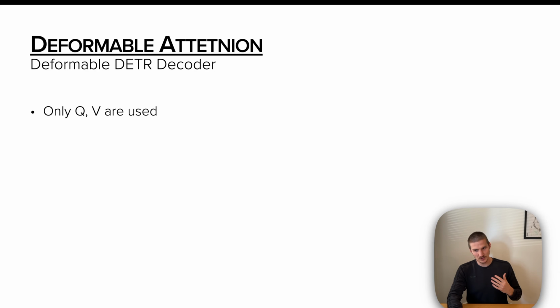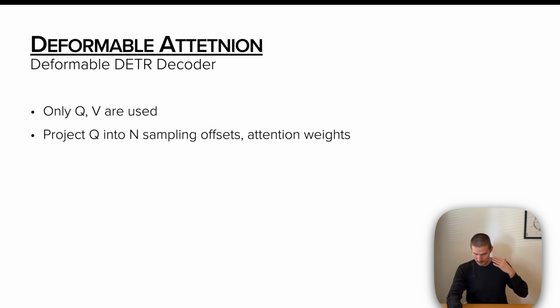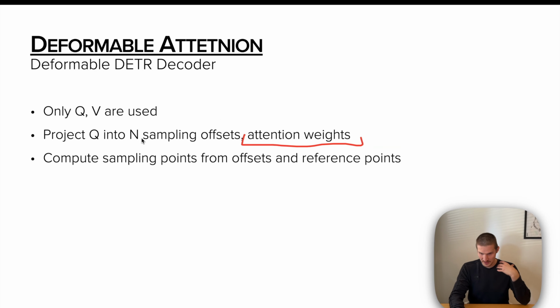So we only use query and value, so we don't need keys here. We project query into what is called sampling offsets and attention weights. So now the attention weights don't actually use the dot product between two elements of the sequence. They're just projected from the query. So that's one big difference. And we basically use the sampling offsets to create the actual attention points where we want to pay attention to.